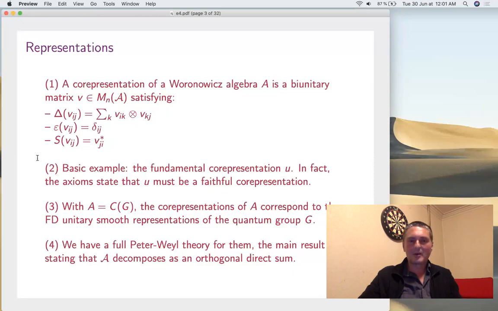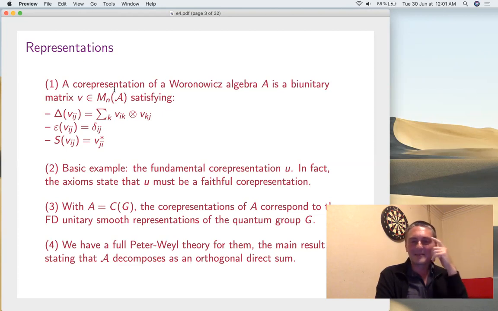Then a basic example of such a co-representation. These are not the axioms. This is the definition of a co-representation. It's just so similar. So, okay, let's not reshoot the video. Actually, it's a good thing that I missed this. So, yeah, the definition of a co-representation is more or less the definition of a Woronowicz algebra. What changed is that you have the small n instead of capital N. I mean, it's not the same thing as U.